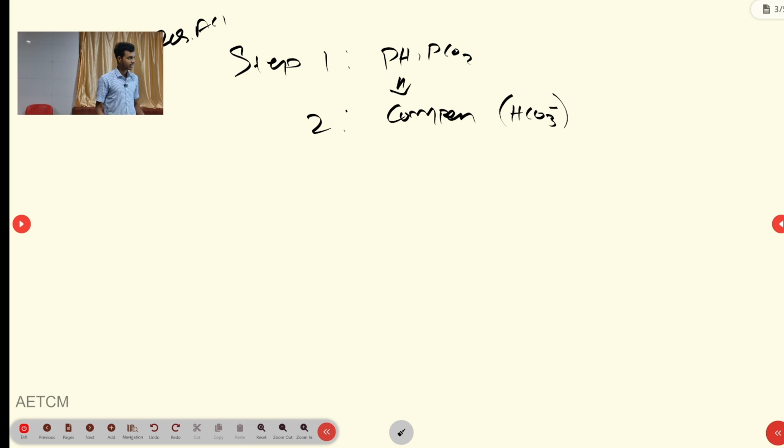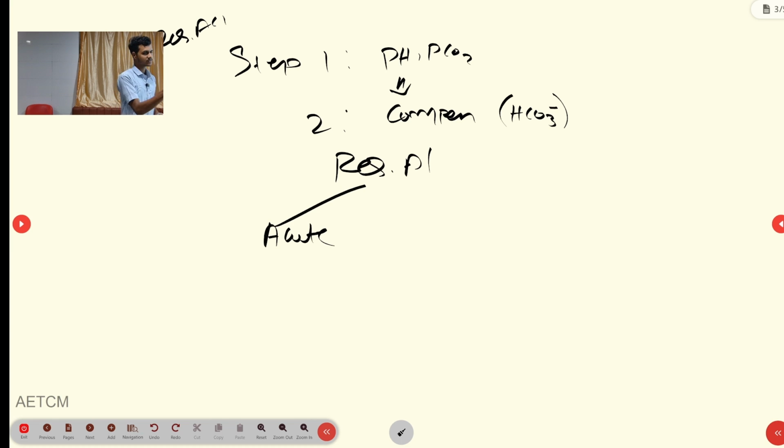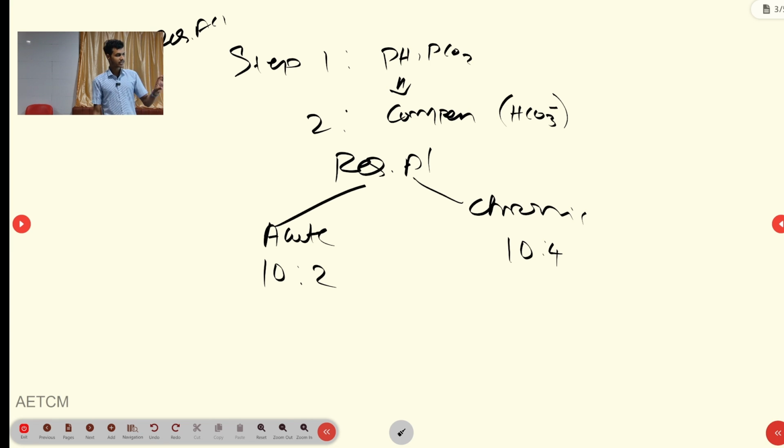Now we'll move on to respiratory alkalosis. The same steps. Step 1, you are going to see the pH and then the PCO2. Step 2, you are going to check the compensation. In respiratory alkalosis, compensation will be acute and chronic. In acute, it occurs at 10:2. Here in chronic, 10:4. Okay, so what is it indicating?